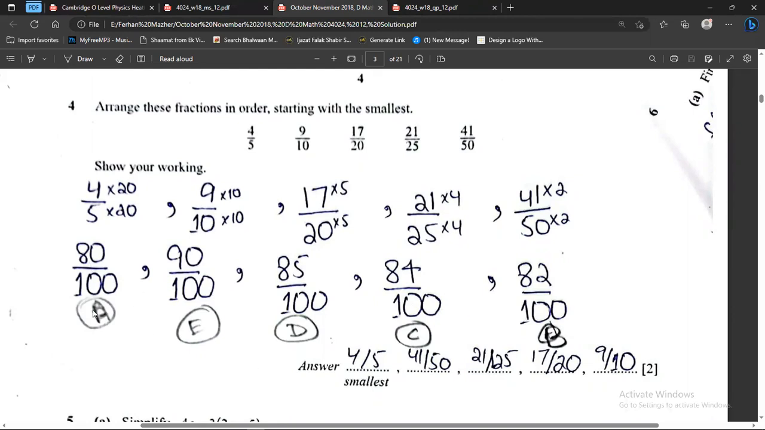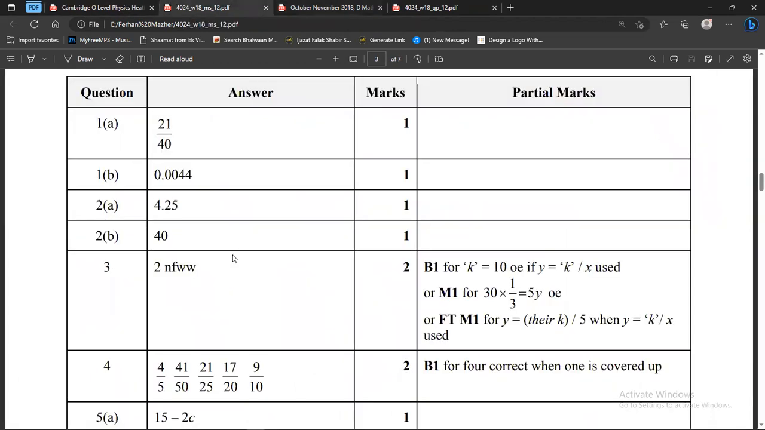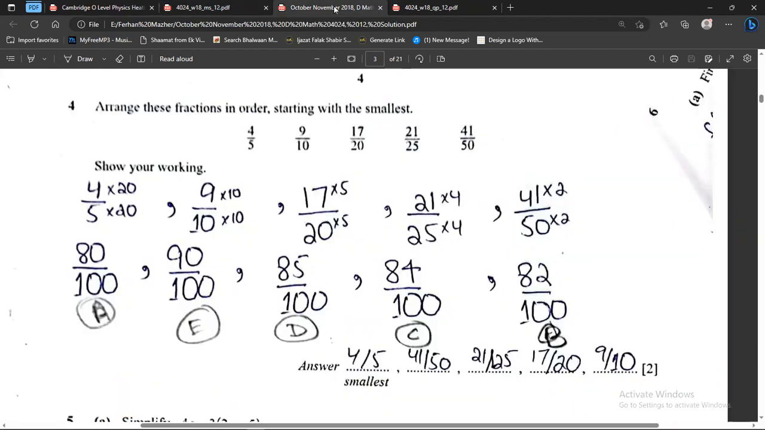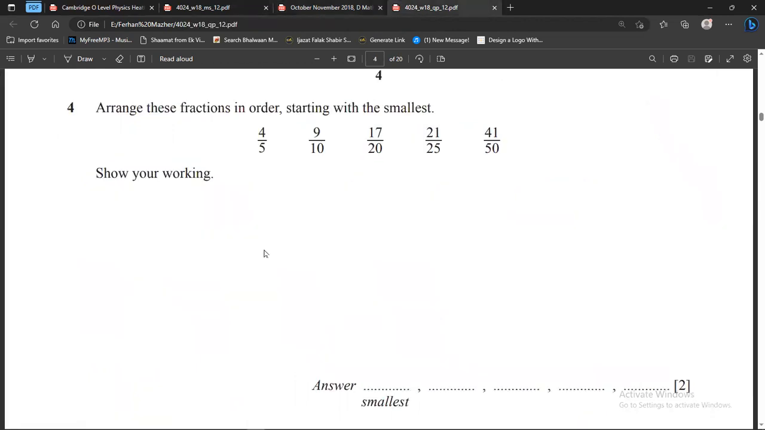So this will be the A, this will be the B, this will be the C, this will be the D, this will be the E. So this will come first, and when you write your answer, you will write the original fraction. So it will be 4 by 5, 41 by 50, 21 by 25, 17 by 20, 9 by 10. So our answer is right. This is the solution of question number 4.